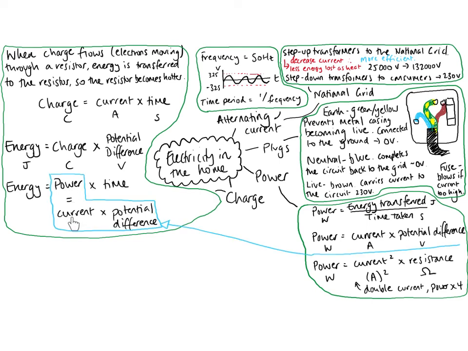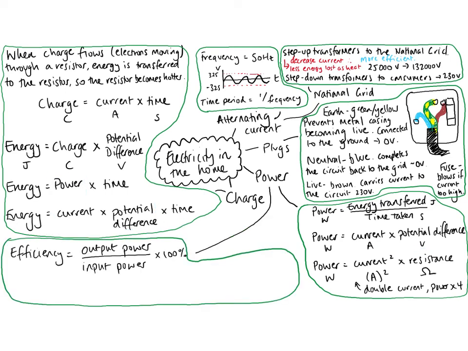However, power equals current times potential difference. That's what we wrote over here. So now I can write energy and energy. Rather than writing power, I can write current times potential difference, and then I can keep the time just here. So we now have another equation, energy equals current times potential difference times time.